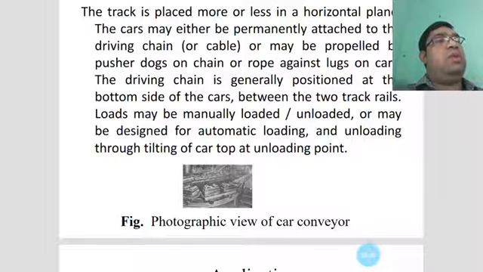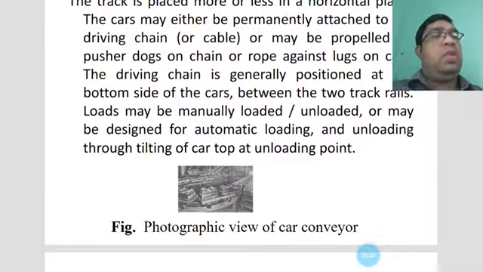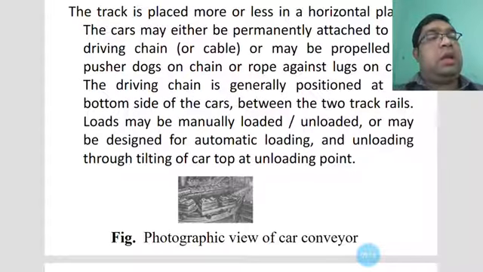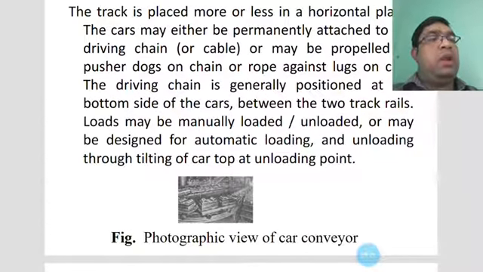The loading and unloading points will be concentrated here. In a photograph, a view of this car type conveyor can also be seen, and you can see the different wheels and the two rail type. The wheels are connected at the bottom ends to the rail, and the load will be transferred on these wheels properly.